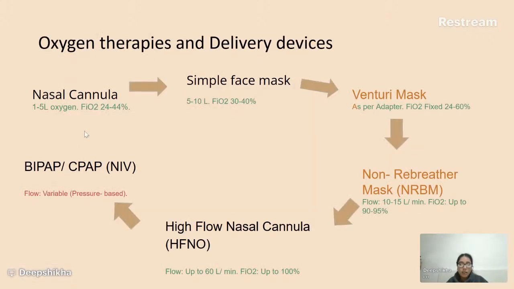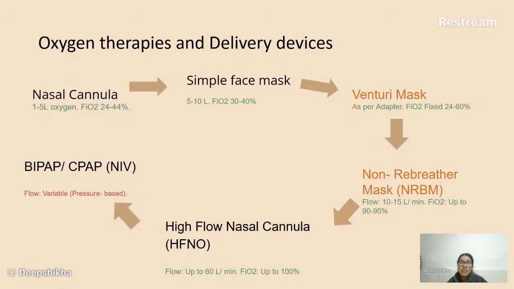And just last of all, I want to discuss some oxygen therapies that I think are quite undertaught. I've made a little flow chart. As you go along the chart, the amount of oxygen you're giving increases. The lowest form of oxygen we can give is via a nasal cannula. That can give about 1 to 5 liters of oxygen, and your FiO2 would be 24 to 44%.